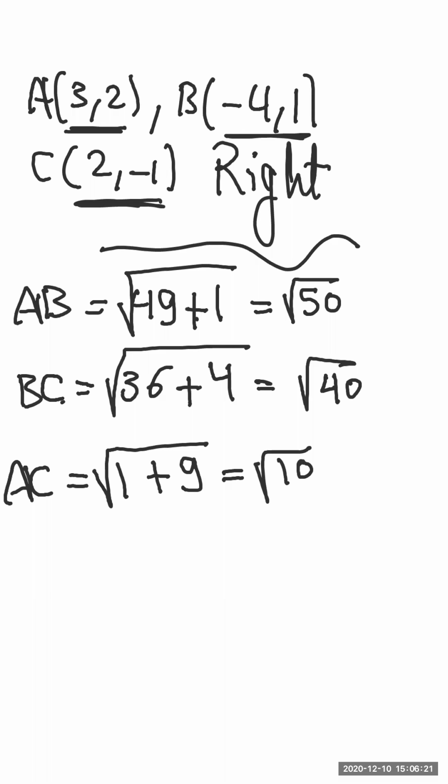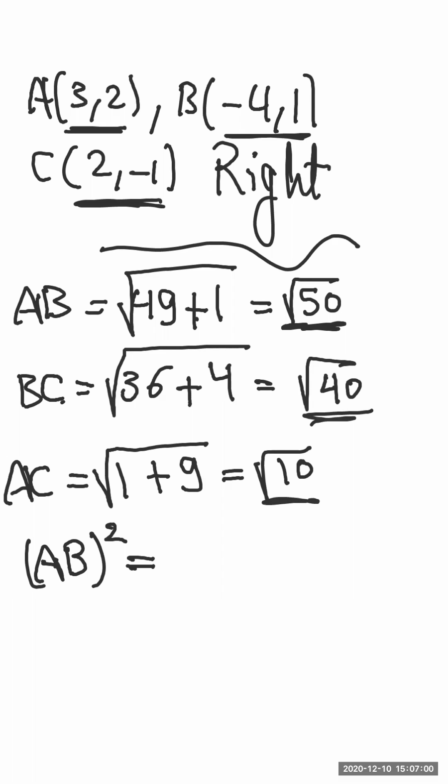Okay. So now we said that we have to compare the longest one with the other two. So now, guys, what is the longest one? Actually, it's square root of 50. So now, square root of 50, which is AB squared, equals here 40 and 10.